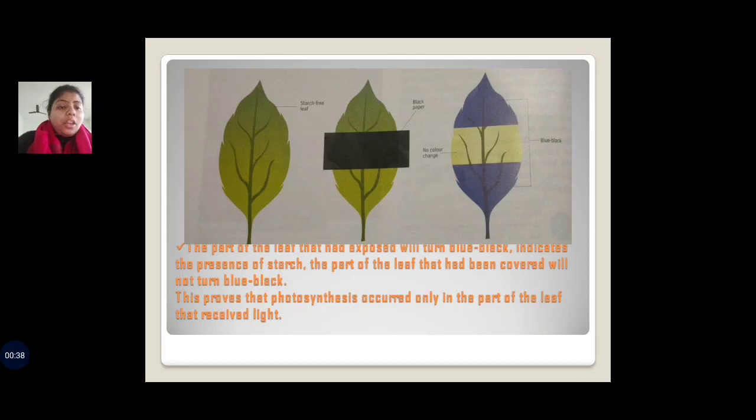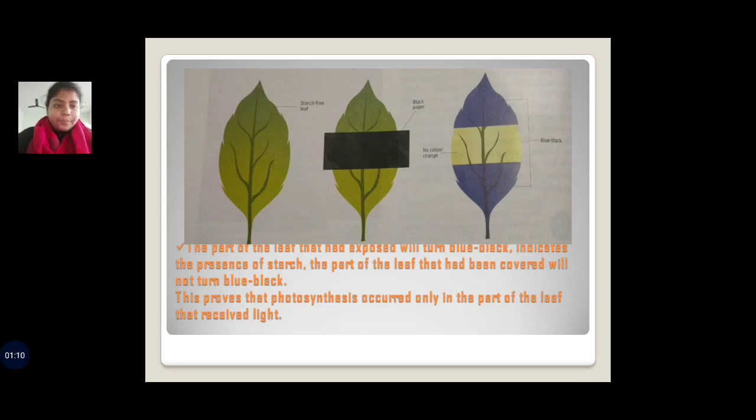Okay, so I have already discussed two demonstrations where I have given you an idea that oxygen and starch are the products of photosynthesis, and in a similar way today I am going to discuss two demonstrations. The first one would clear you out that light is very much important for the process of photosynthesis.